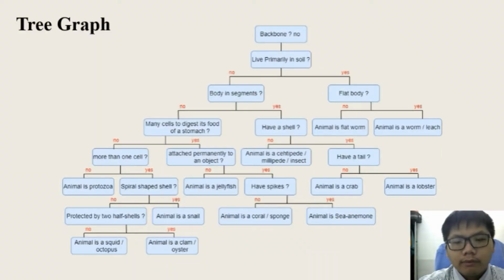So this is the tree graph for our expert system. We start with the question of backbone, which means we ask the user to input whether the animal has a backbone or not. If yes, it will go to another tree graph. If no, it will follow this tree graph, and we have many facts. The user will input either yes or no, and the system will run based on their answer, and then finally give the output: either the animal is a squid, clam, crab, lobster, and so on.